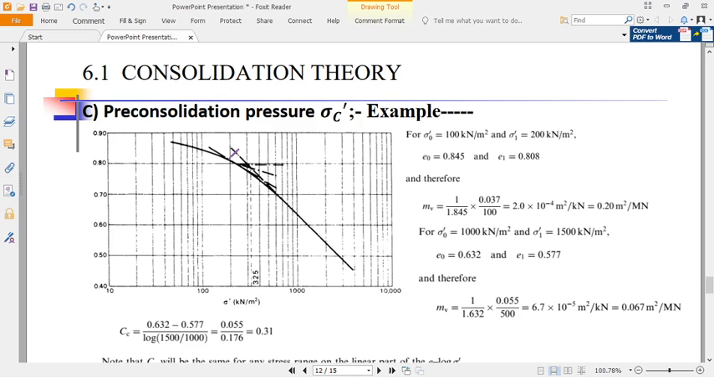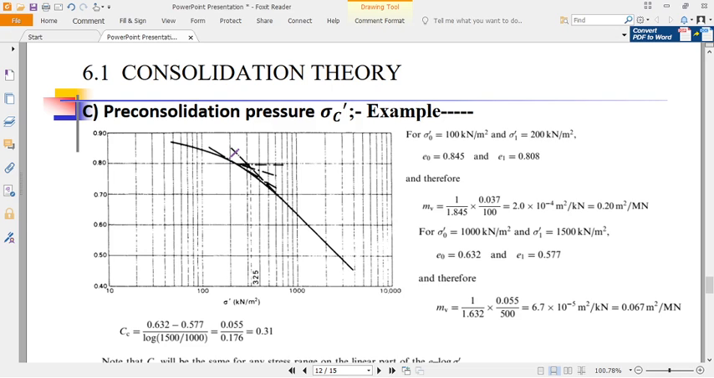Then on this line you can get any two points to determine CC. But they gave you a range between 1,500. Is that okay? You can calculate a CC. Then the same thing you do for MV. You determine the MV between that range which has been given, and any other range.